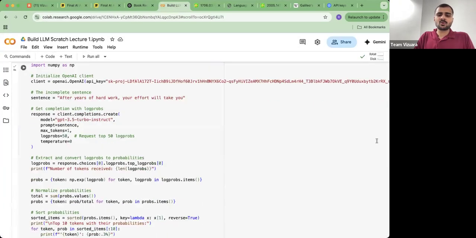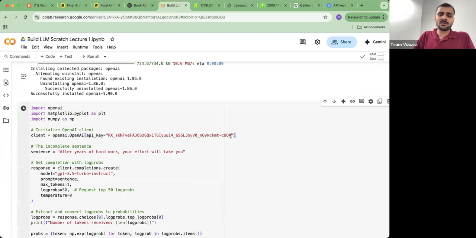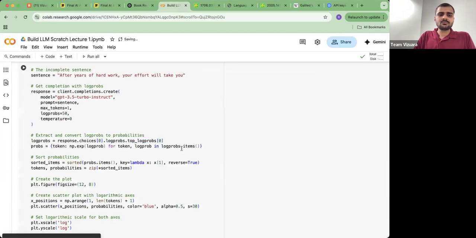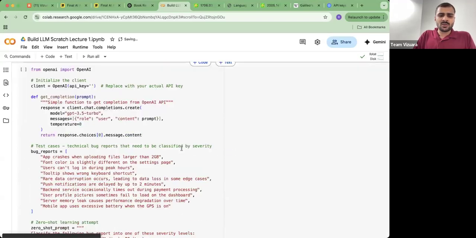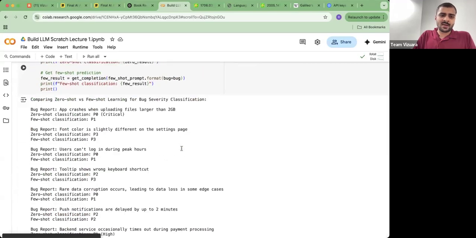So the key is still there in the Colab notebook which I shared. Let me remove that. Anyways, the key which I have only has like $0.5 or something balance.